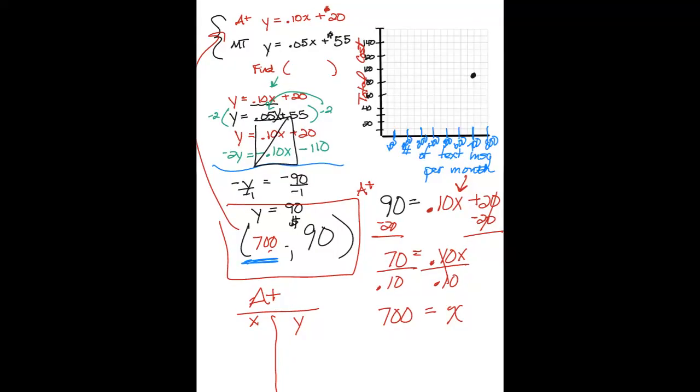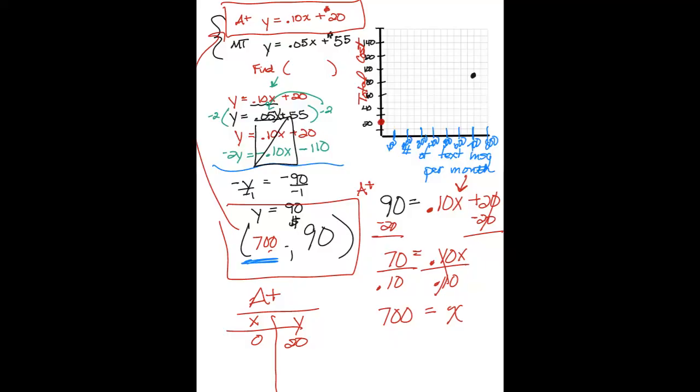So if I substitute a value in for X and I have to multiply it by 10 cents, first of all, what's my Y-intercept here? Where am I starting at? If I put in 0 for X, 10 cents times 0 is 0, plus 20 is 20. So we're going to plot that. This is red, A plus printing. There's my dot right there.